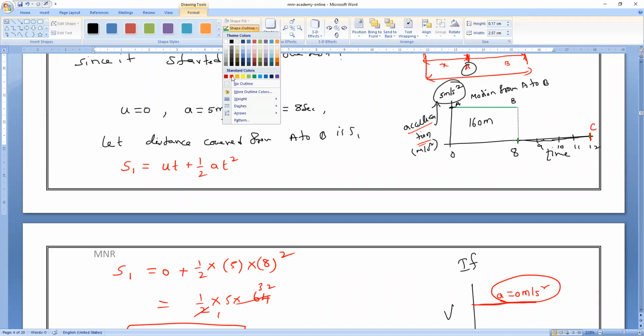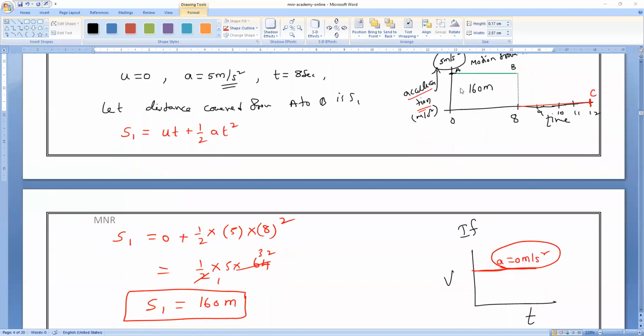Any doubt, you can ask me. Okay, see how I draw. If it is a velocity time graph, it will come parallel to the x-axis, but for an acceleration versus time graph, it is also parallel to the x-axis, but overlapping with it. Yes or no? That's all. Clear?